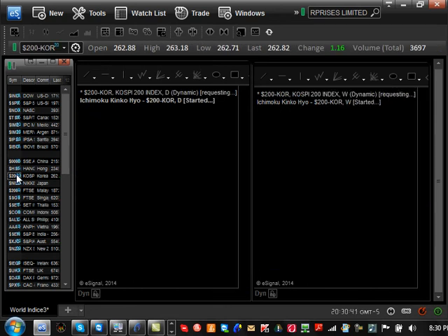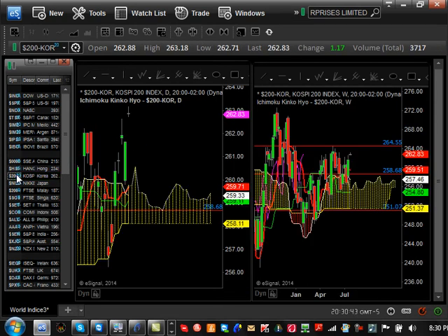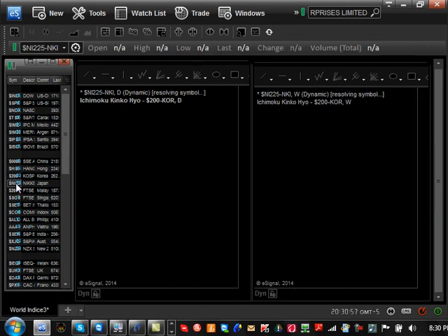Korea. If you look at Korea, this is really not doing anything, consolidating between 251 and 264, with the middle of the consolidation pattern at 258.